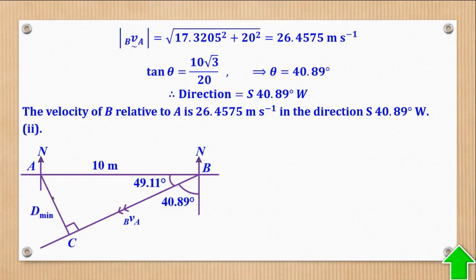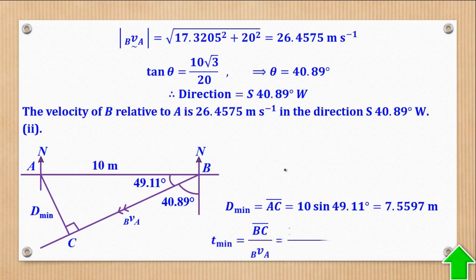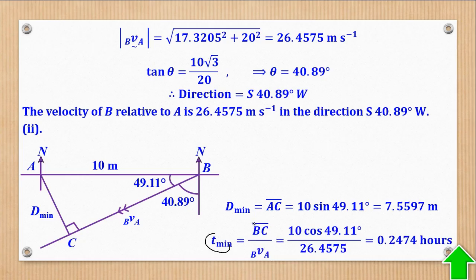After getting the right angle triangle, you can now get the minimum shortest distance, which is that. So they only ask for shortest distance, but in case they ask for shortest time also, or the time taken, it will be now BC over relative velocity to give you this.